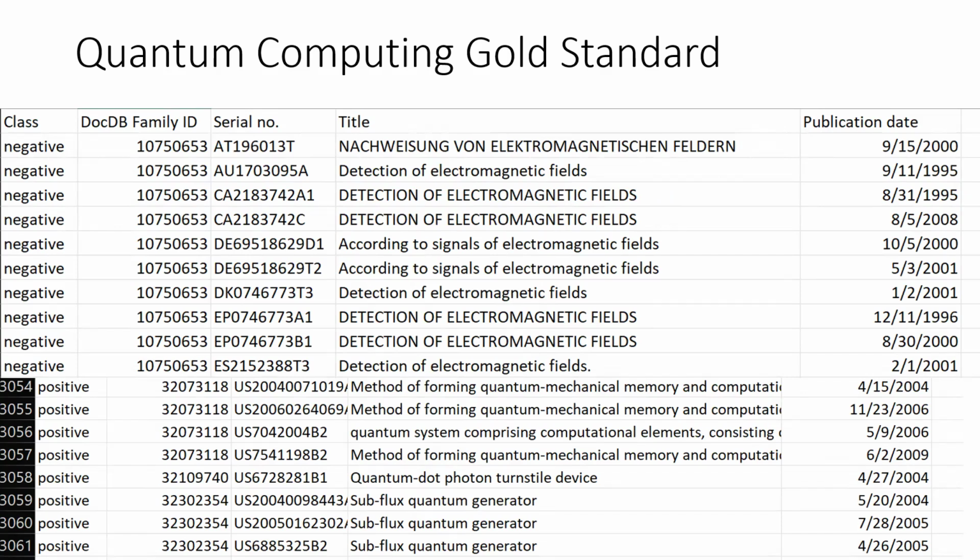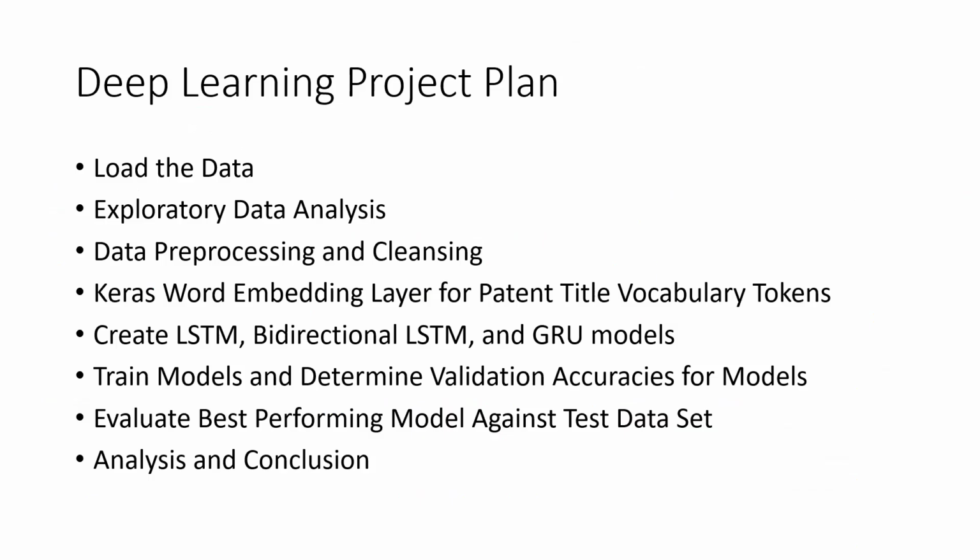All right, so let's kind of go a little bit further. So here's my deep learning project plan. I'm going to load the data set. I'm using Jupyter Notebooks. So we're just going to load the data. We'll do exploratory data analysis. We'll do data preprocessing and cleansing. Then I will use the Keras API to embed words for my patent title vocabulary tokenization. Because basically most of my analysis is going to be focused on the patent titles.